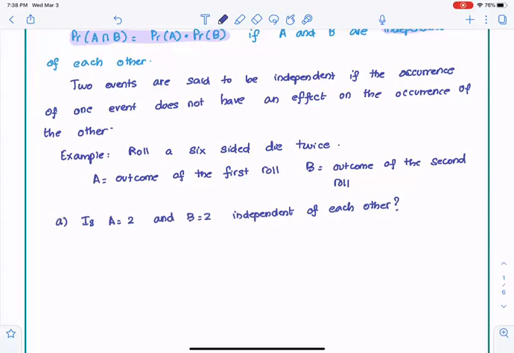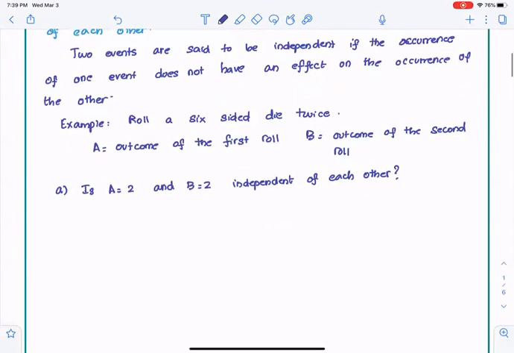So if I get a 2 in the first roll, does it imply that you cannot get a 2 in the second roll? No. Would the outcome of the first roll have any effect on the outcome of the second roll? Absolutely not. So the second time you roll the die does its own thing. It doesn't have any effect introduced from the previous roll. So A and B are independent events.